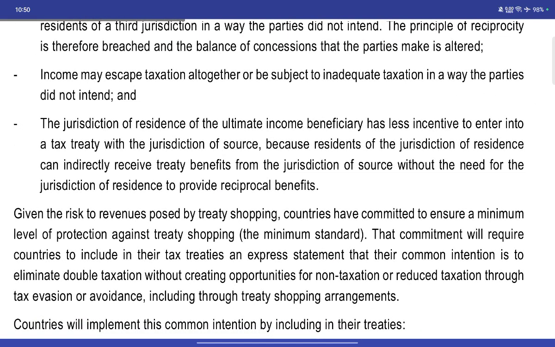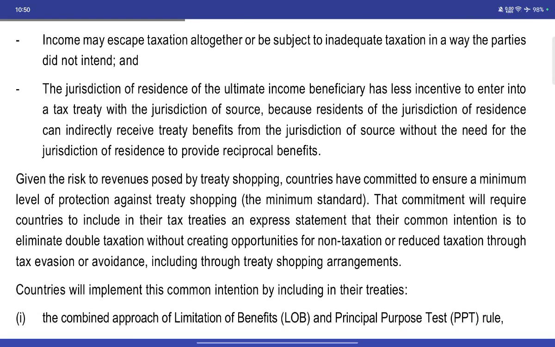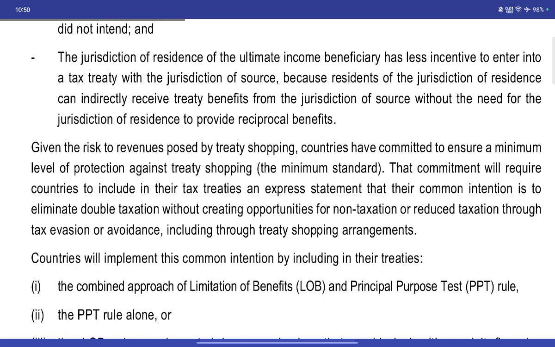The jurisdiction represents the ultimate beneficial income, as there is less incentive to enter into a tax treaty with the jurisdiction of source. A resident of a third jurisdiction can indirectly receive the treaty benefits of the jurisdiction of source. These are the needs, as the jurisdiction's residents would require reciprocal benefits.